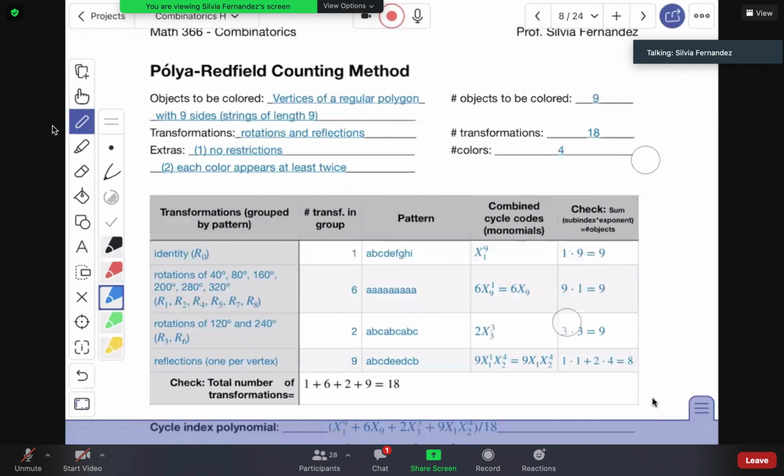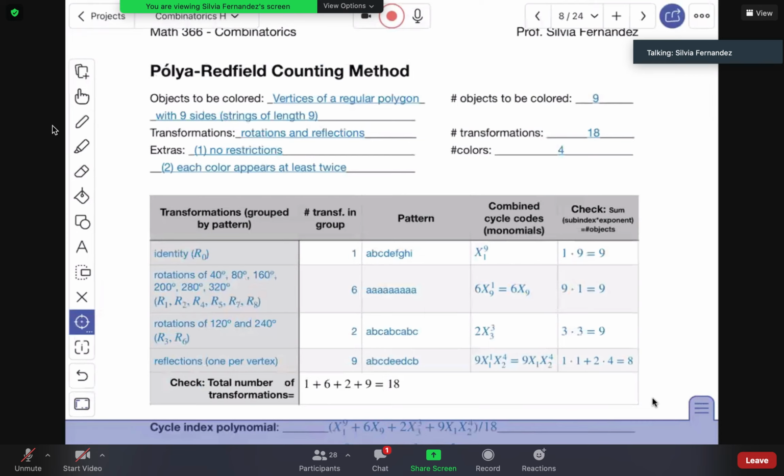So what do we do here? I already told you what the 18 transformations are, and I'm grouping them according to essentially how they behave in terms of the patterns. So the identity, which in any of your problems, because the identity takes any element to itself, and that's the full cycle. It doesn't go out of it. It's just the element, the identity takes the element to itself.